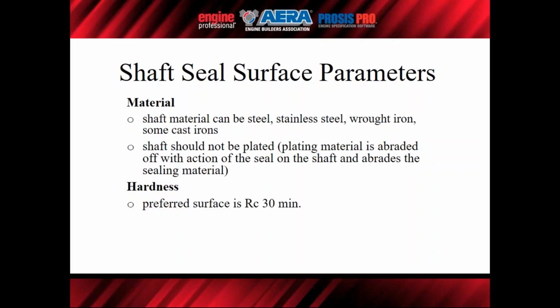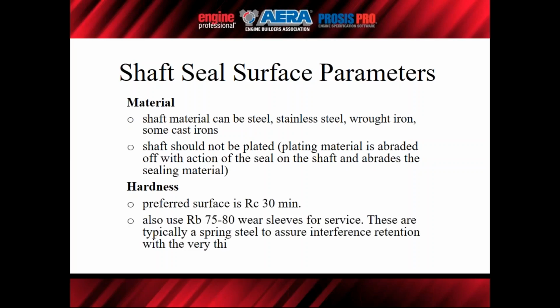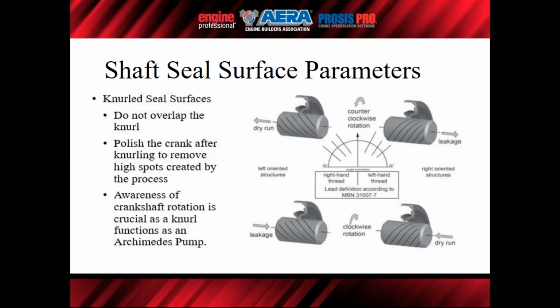Preferred hardness is a minimum of 30 Rockwell C. Most of the shafts you're going to see are in the neighborhood of 40 to 50. On those repair sleeves that I was talking about, they're very thin wall. They'll have a Rockwell B of 75 to 80. They're spring steel to ensure that they stay on the shaft, so they're very thin walled.